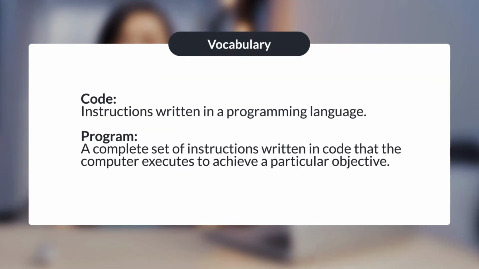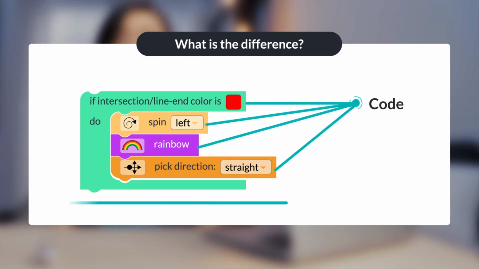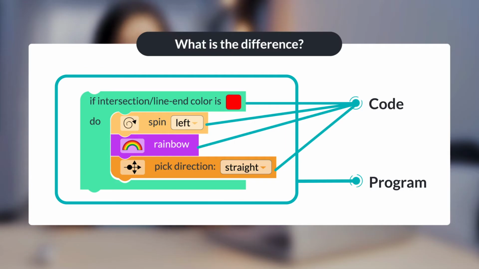Before we dive in, let's talk about some vocabulary, code, and program. Let's define the terms. Code, instructions written in a programming language. Program, a complete set of instructions written in code that the computer executes to achieve a particular objective. What's the difference? Think of it this way. Pieces of code are combined to create programs.